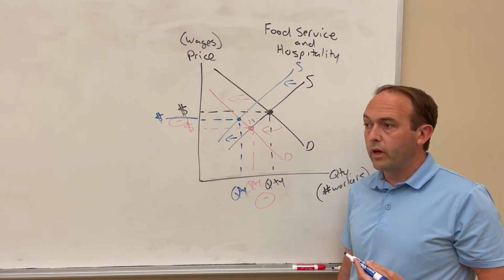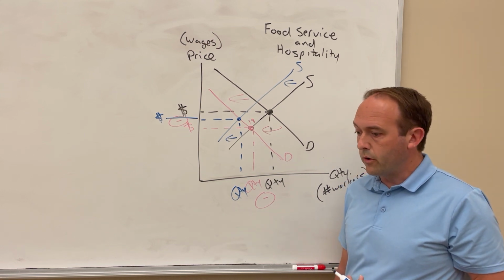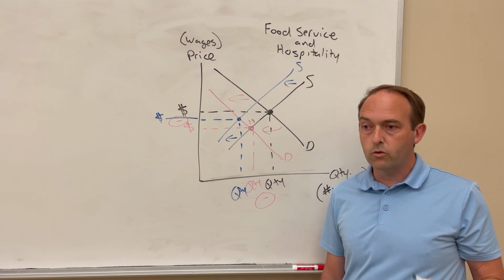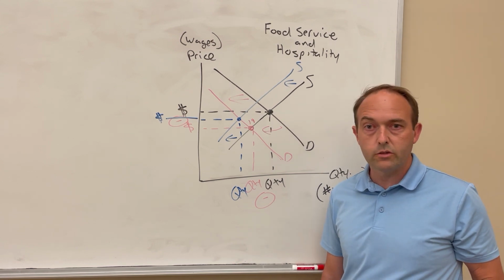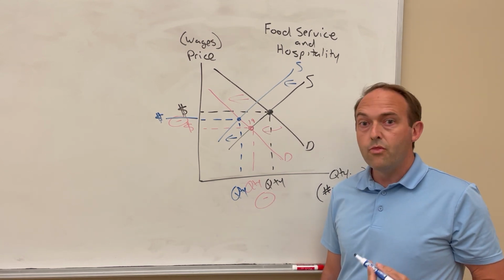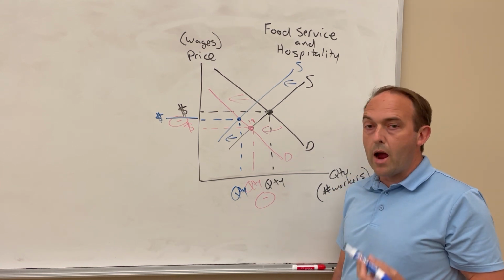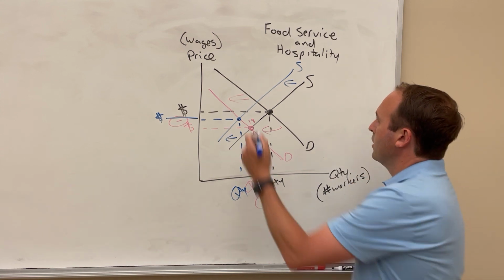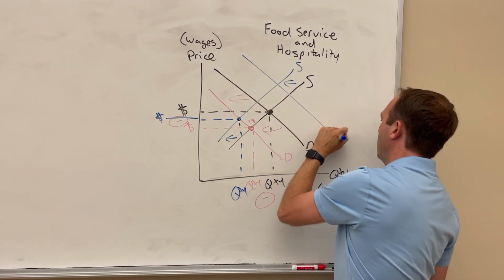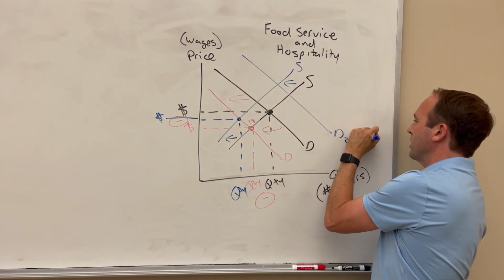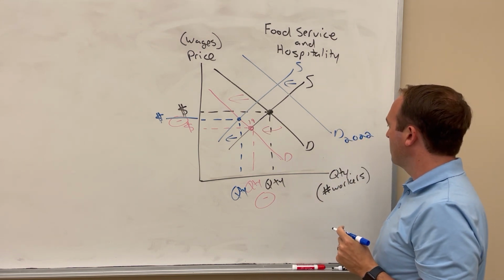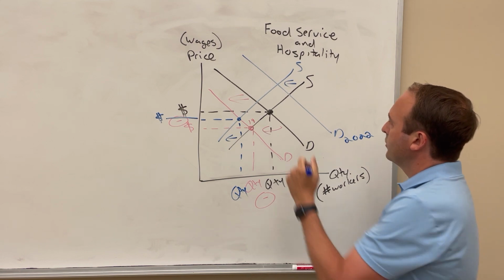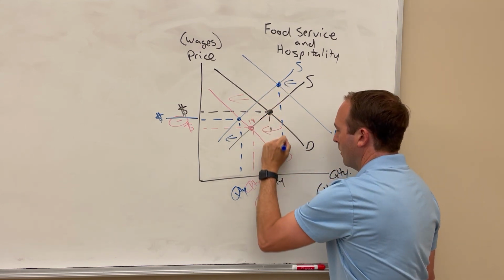But moving into 2022, there has been a huge resurgence in Americans' desire to go out to restaurants, to go out to eat, to go on vacations and use hotel services. That's caused the buyers of labor, the demanders, to have a dramatic increase in their demand. So what you see now, demand in 2022 for workers in the hospitality industry is something more like this, right?